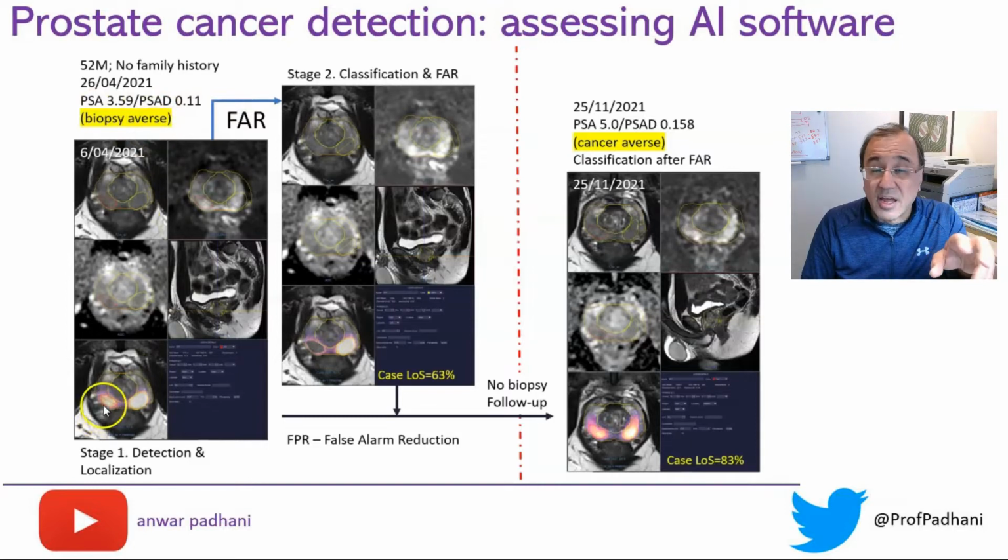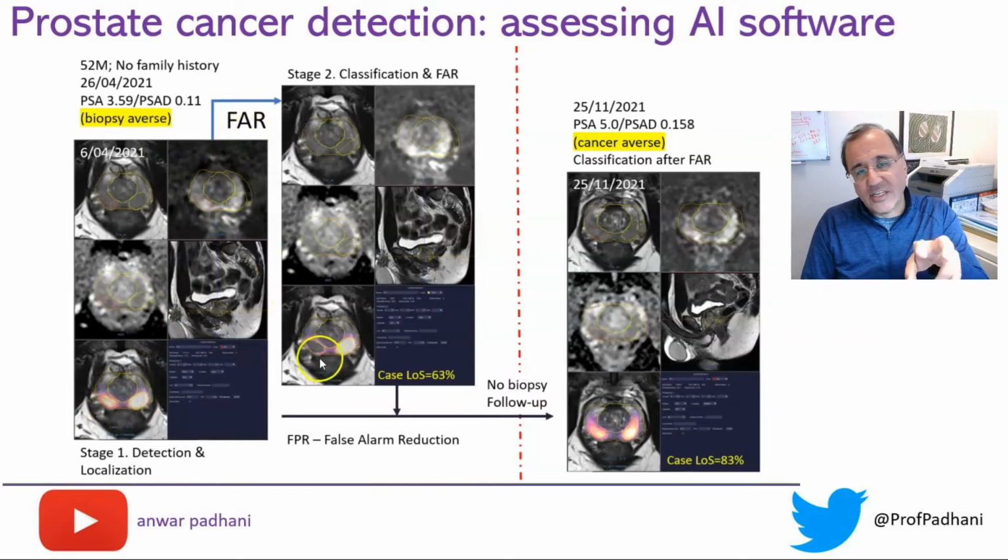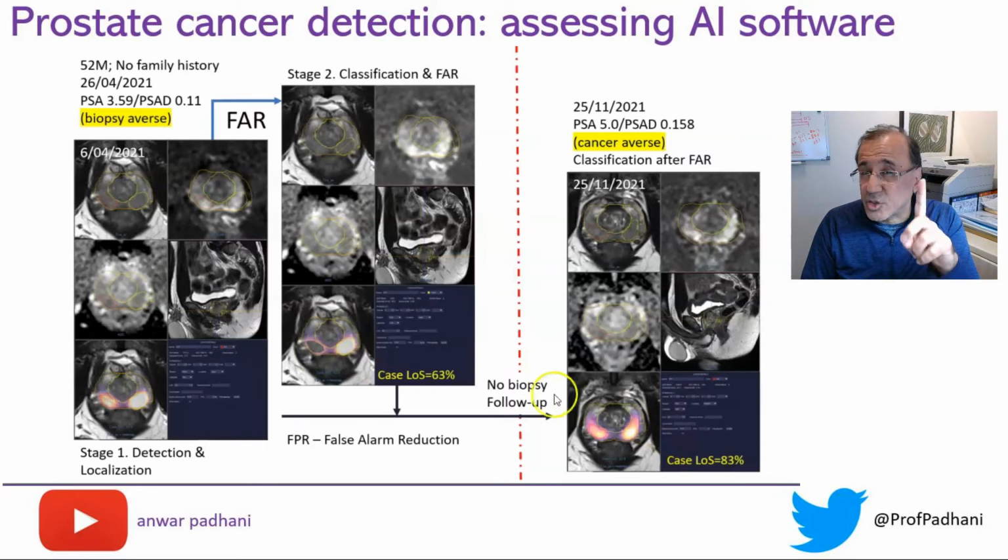The AI identifies 2 lesions in the peripheral zone, but a false alarm reduction engine gets rid of the lesion in the right peripheral zone and says the only possible abnormality here is in the left peripheral zone in the midgland and apex. Now, this man does not undergo a biopsy. He doesn't want to undergo a biopsy because there are no big risk factors, and he, in this particular instance, is biopsy averse. But look what happens to him over the next 6 months.